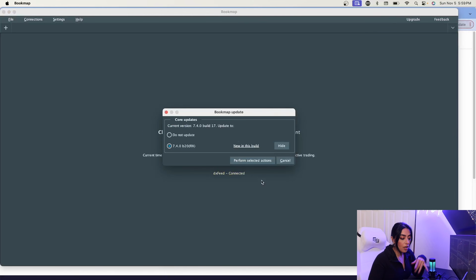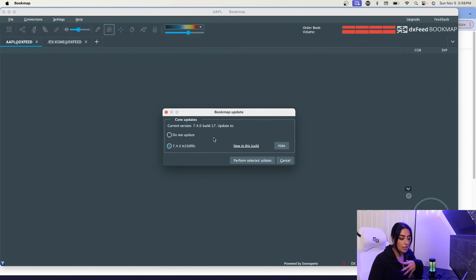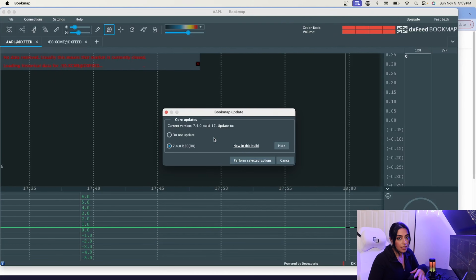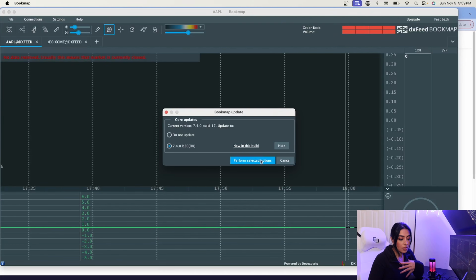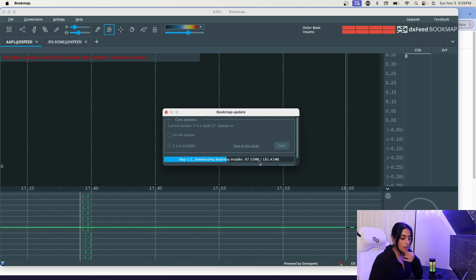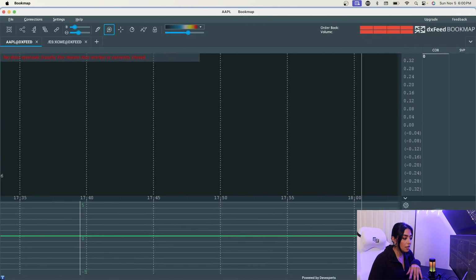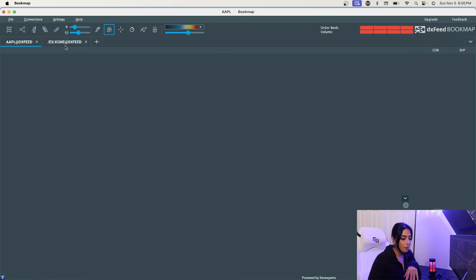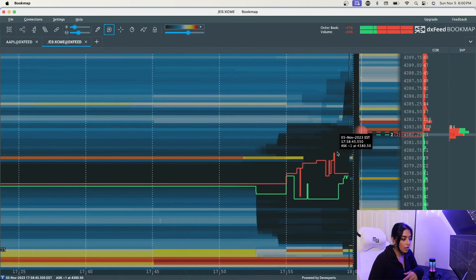And once you first start it up, you'll get some pop-up boxes that ask you to update stuff. You just want to go ahead and select perform selected actions, and it'll go ahead and download all of the little things that it needs, the updates. Okay, so once Bookmap opens up, this is what you'll see.